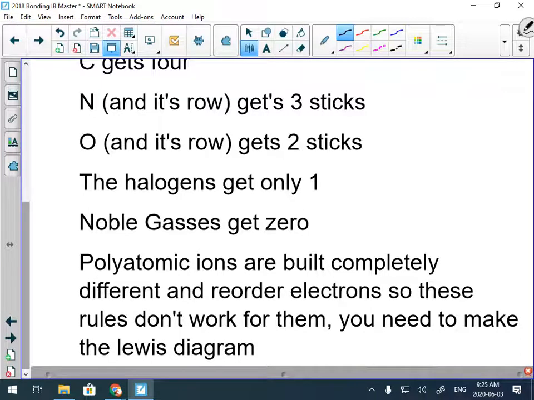Now, polyatomics, like the carbonate ion, maybe that's a bad example, but other polyatomics, oh, here's a good one, like the phosphate ion. Any polyatomic doesn't follow this shortcut system because the electrons have been rearranged. They hold more electrons than they should.